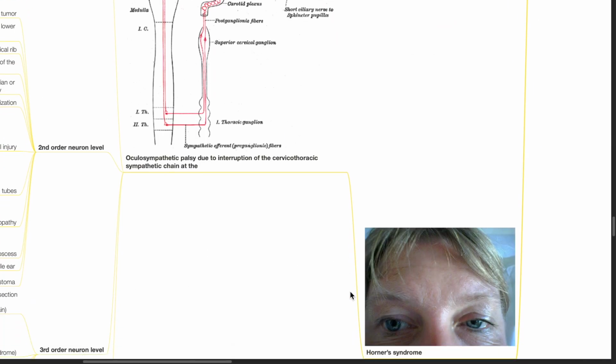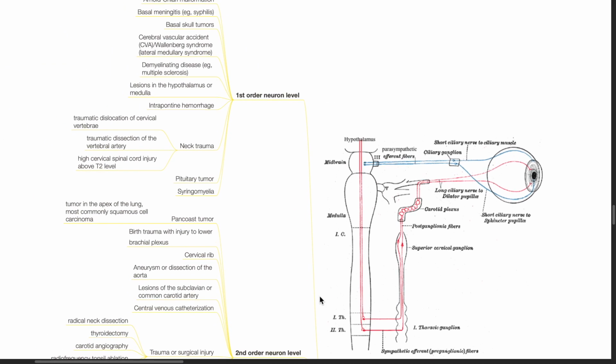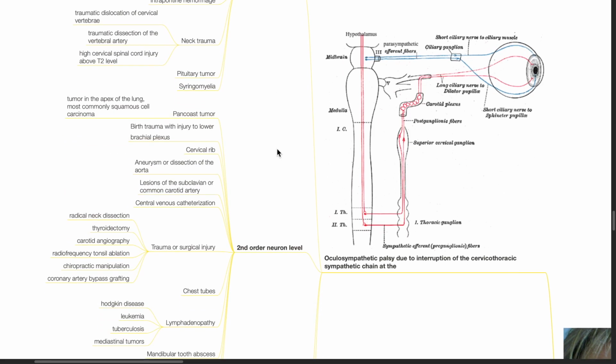Horner syndrome. This is an oculosympathetic palsy due to interruption of the cervico-thoracic sympathetic chain at the first-order neuron level, second-order neuron level, or the third-order neuron level.